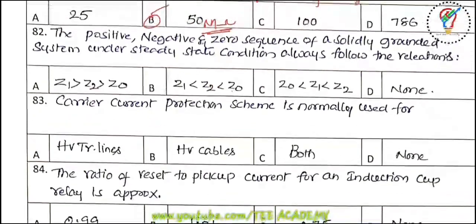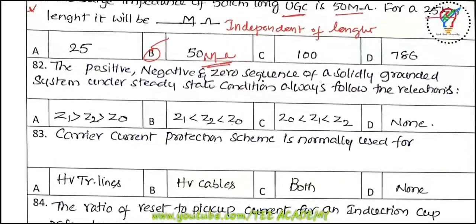Next one, the positive sequence, negative sequence, and zero sequence impedances of a solidly grounded system under the steady state condition always follow the relationship. So for a solidly grounded system, the relationship is Z1 greater than Z2 greater than Z0. So Z0 will be the least because it is a solidly grounded system. So the correct option is A here.